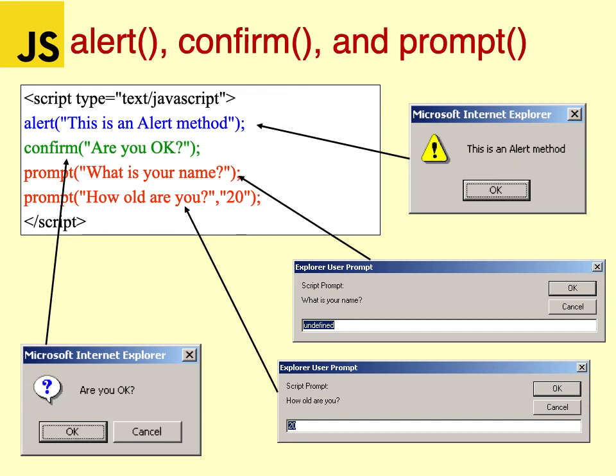So here, in the first prompt dialog box, undefined is displayed. You can change this value, or you can give a default value as the second argument. That is what we have given in the second prompt instruction: how old are you, 20. So 20 is the value displayed in the text field as a default value. If 20 is the value, you can press OK, otherwise you can change it and press OK. Whatever value you provide will be stored in a variable. That is a part of the prompt instruction that we will see later.